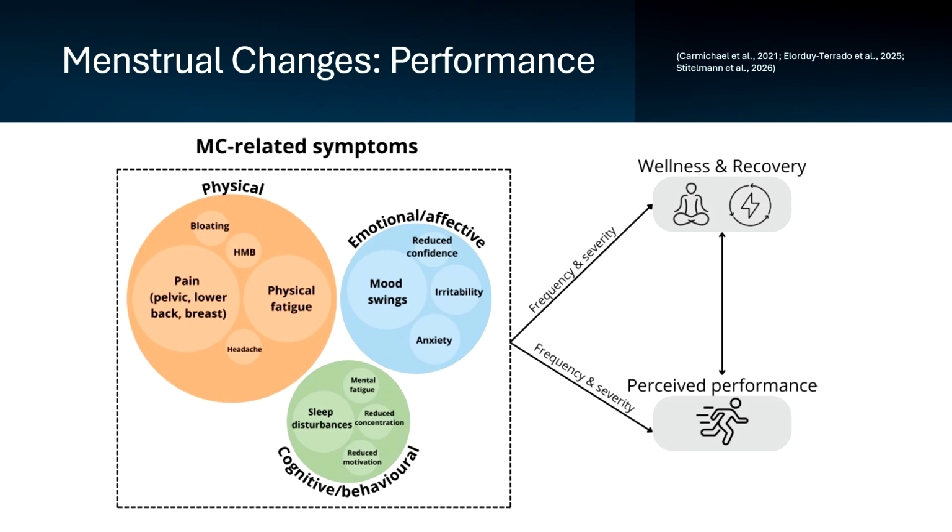Importantly, over half of athletes tested said they felt like their performance was altered based on their cycle, with the worst in the early follicular and late luteal phases, aligning with just before and during bleeding, along with the associated symptoms that accompany this. Now, motivation did seem to increase in the ovulatory phase, which can also influence performance.